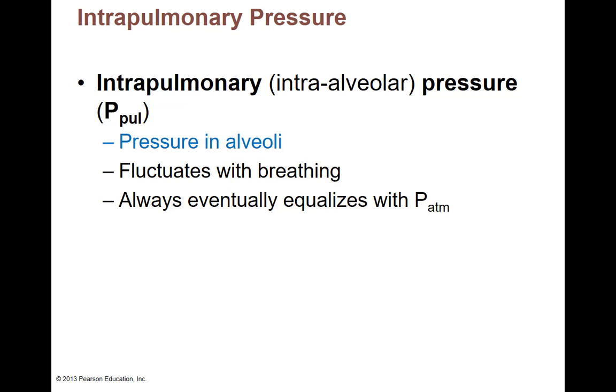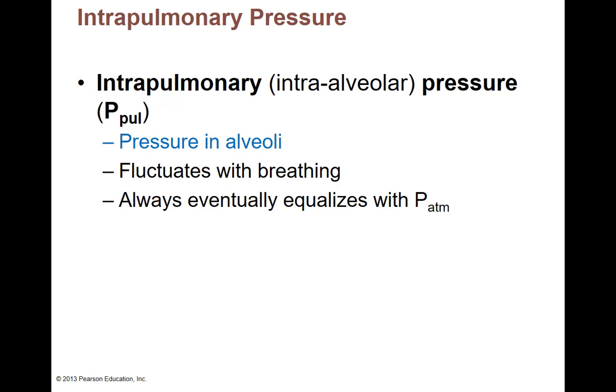Now, there's two other important pressures. One is intrapulmonary pressure, with a P-U-L for pulmonary. What does intra mean? It means within. Pulmonary means within the lungs. This is the pressure within the alveoli, all those little things that look like grapes inside of your lungs. This is the air pressure in your alveoli. So it's in the lungs.